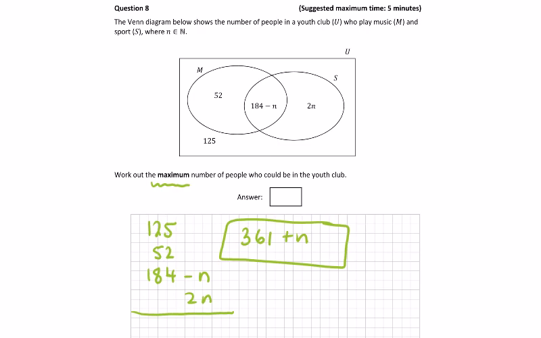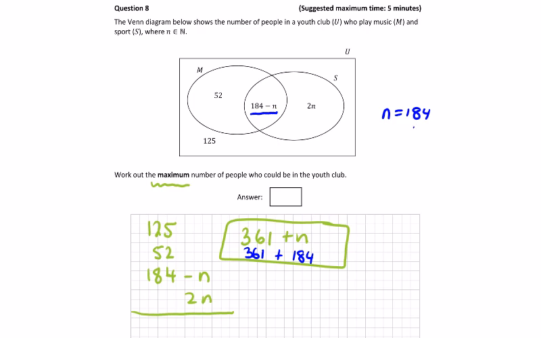So we look at some values for n. Well, n can't be bigger than 184, but it could be 184. Let's try if n is 184. Will this help us? If n is 184, we have 361 plus 184.